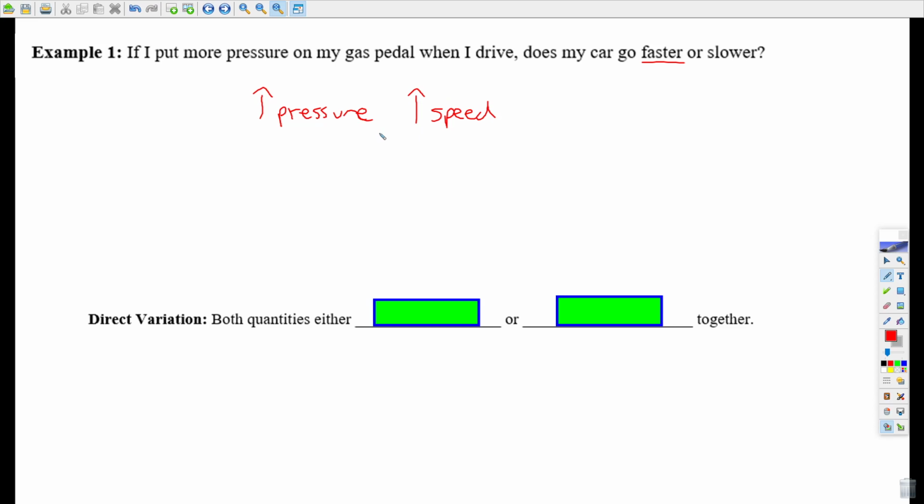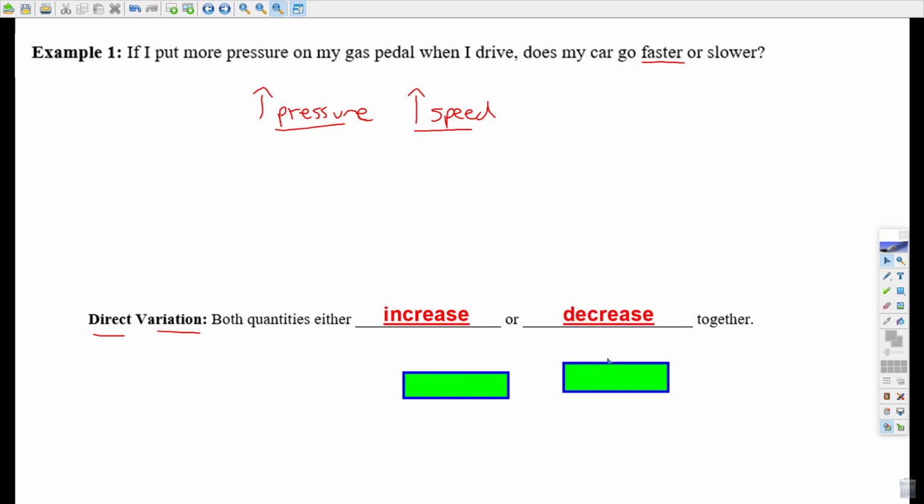Whenever you have something like this happen, where one thing increases and the other thing, as a result, also increases, that's called direct variation. Both quantities you're talking about, in this case the pressure on the gas pedal and your speed, are either going to go up or down, right? So they either increase or decrease together. It is possible that something goes down, but then the other would also go down. We'll do some more examples of this as well. So it's called direct variation. They're either both going up or both going down.